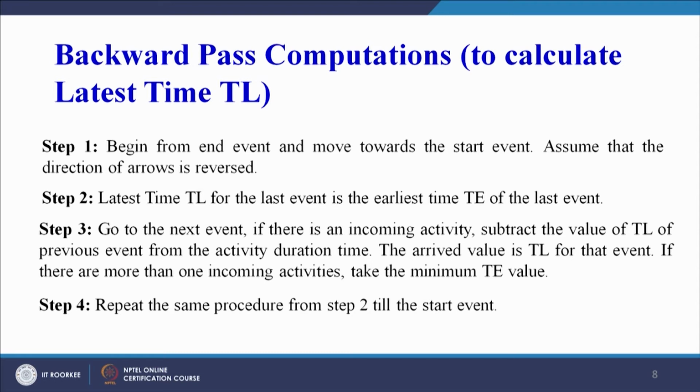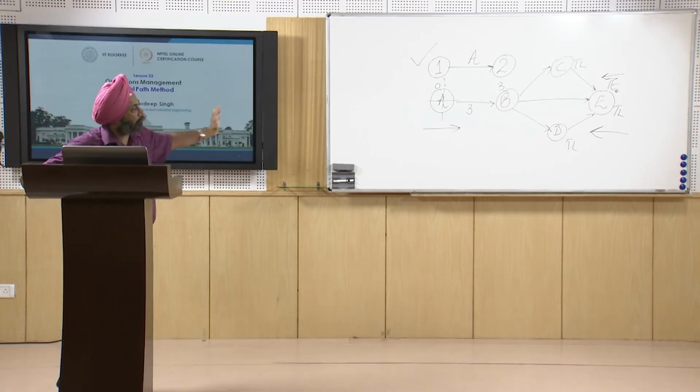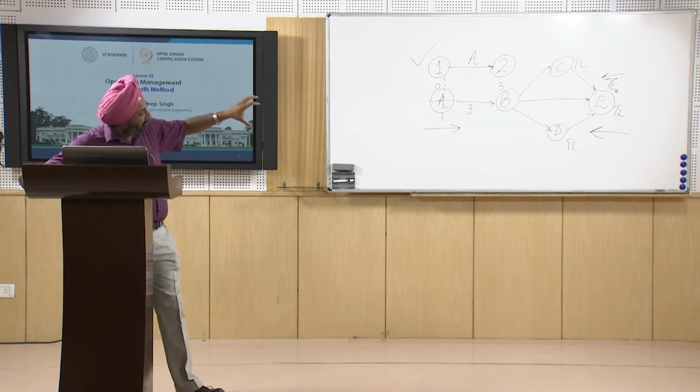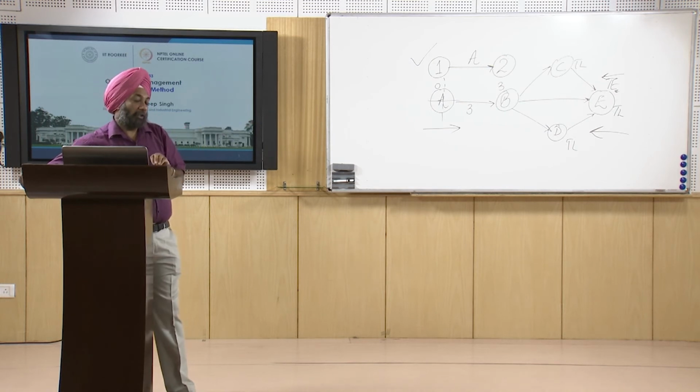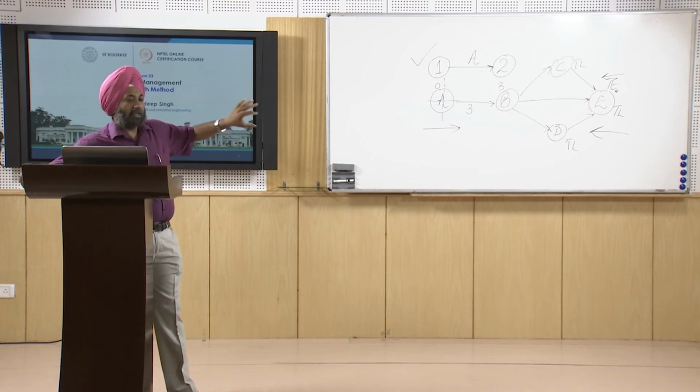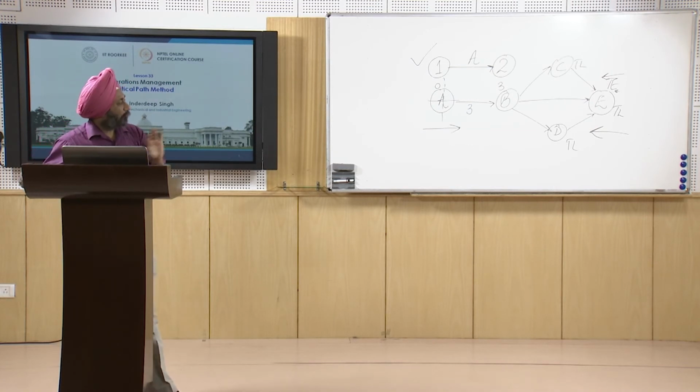If there is more than one incoming activity, then we take the minimum value. So while performing the forward pass, if there were 3 or 4 incoming arrows into one node, we were taking the maximum value for TE. Here, if there are 2 or more incoming arrows into the node, we have to take the minimum value while doing the backward pass calculations. So we will try to understand this with the help of an example.